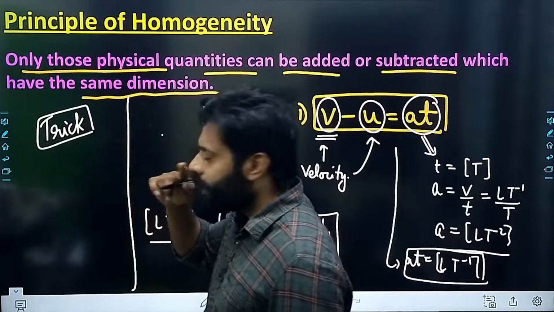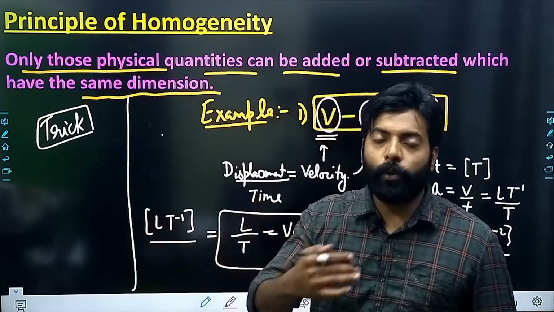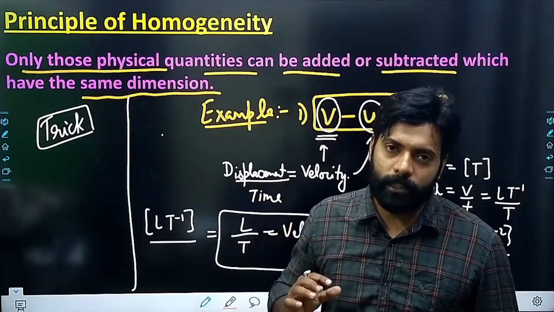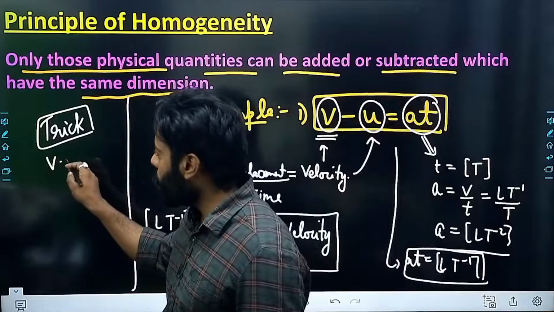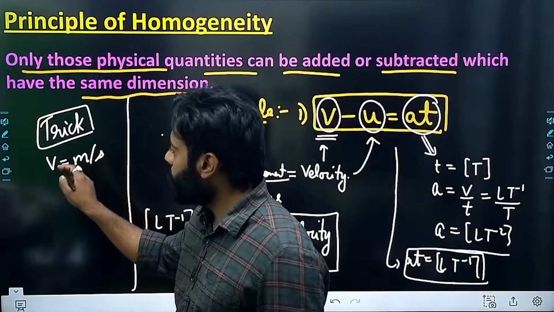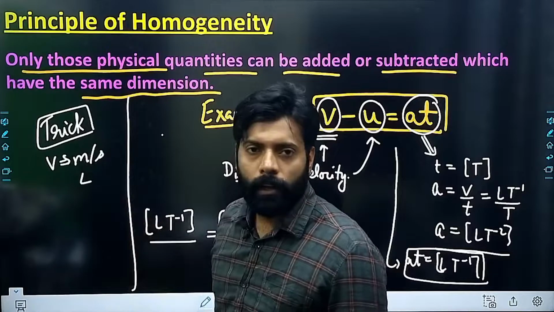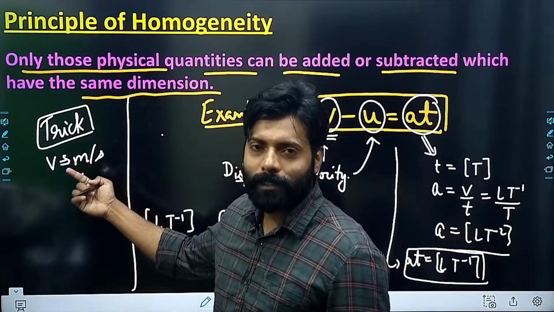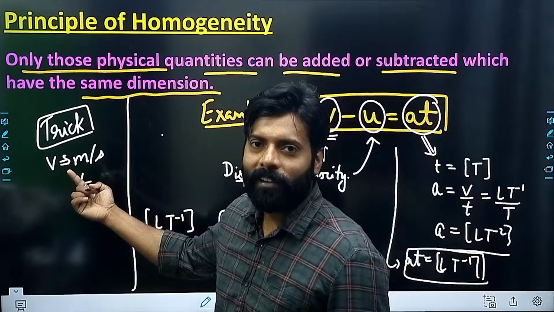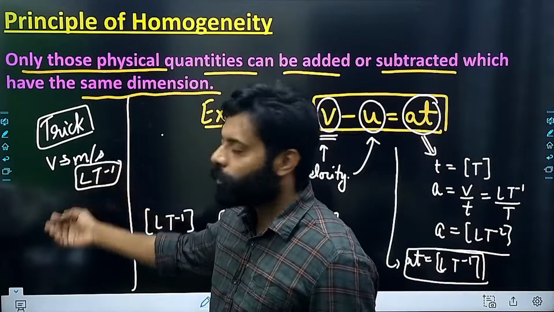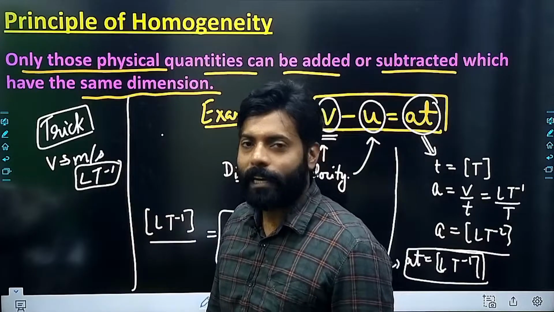The trick is that you must remember the units here. If you remember the units, you can easily find out the dimensions. How? If I know that the velocity unit is meter per second, and meter is length, and the other is time, then I can easily write the velocity's dimension as LT minus 1.